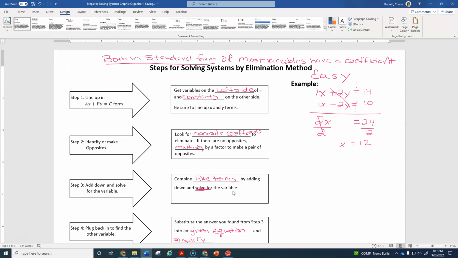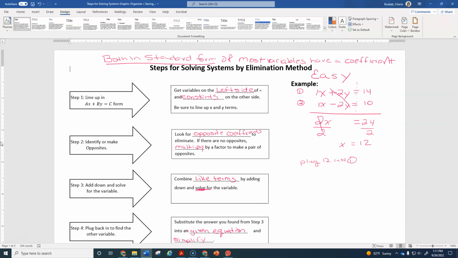Many students want to stop here, but notice I still have step number 3. It says substitute the answer that you found in step 3. So this is step 3 right here. I found the 12. Substitute it into one of the given equations. So we're going to go back up here to either this 1x plus 2y equals 14 or the 1x minus 2y equals 10, either one of those equations, and we're going to plug and chug. We're going to plug the 12 in, and then we're going to do the math. It doesn't matter. Let me number these equations. This was equation 1. This was equation 2. Doesn't matter which one. I'm going to plug 12 into equation 1.